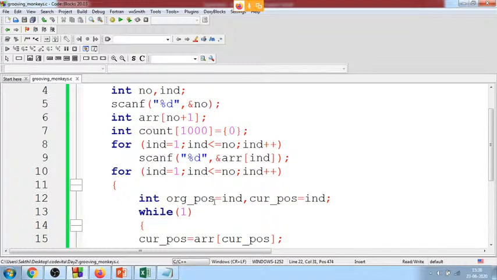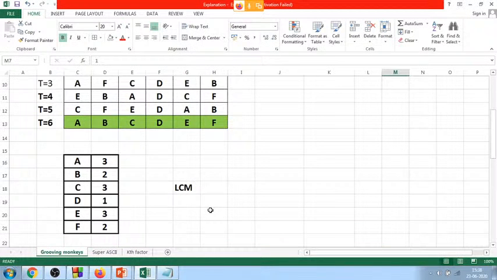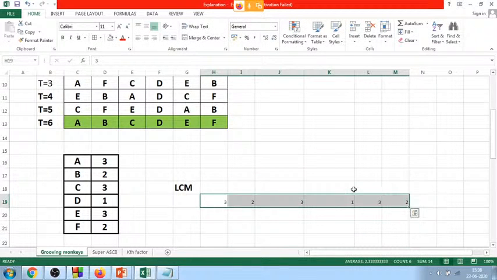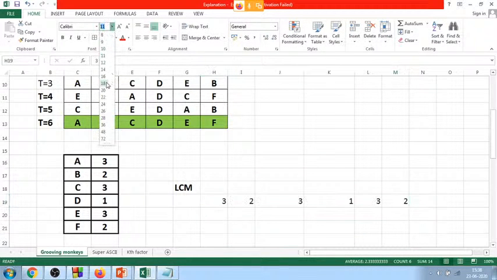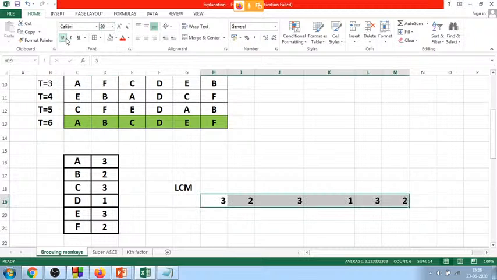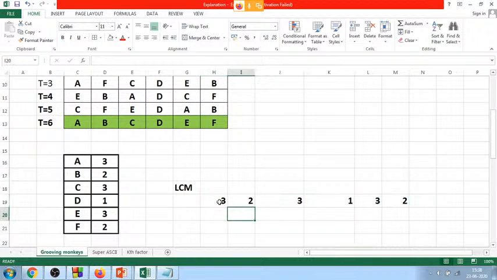Now, I have told you that this is the value I will be getting, right? 3, 2, 3, 1, 3, 2. This is the value we are getting from the monkeys, that these many steps have to be taken in order to come to the original position. As I told you, we are going to take the LCM of these values.